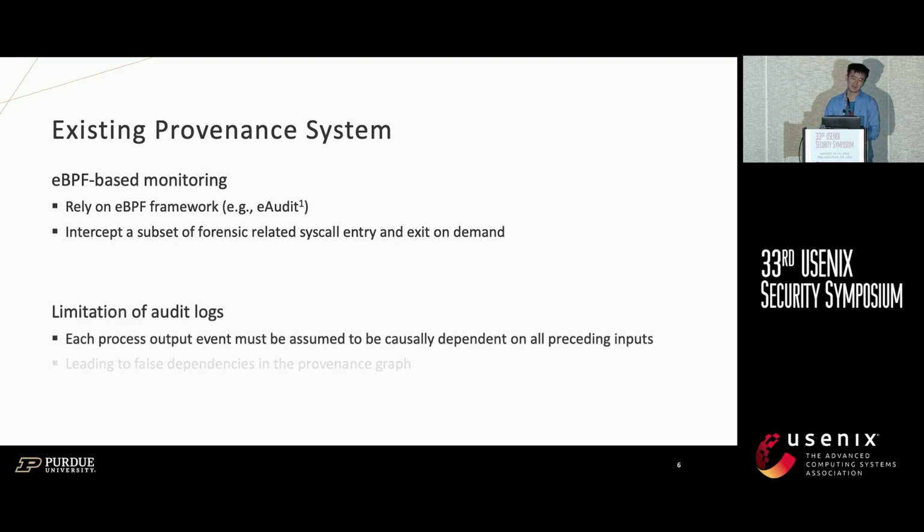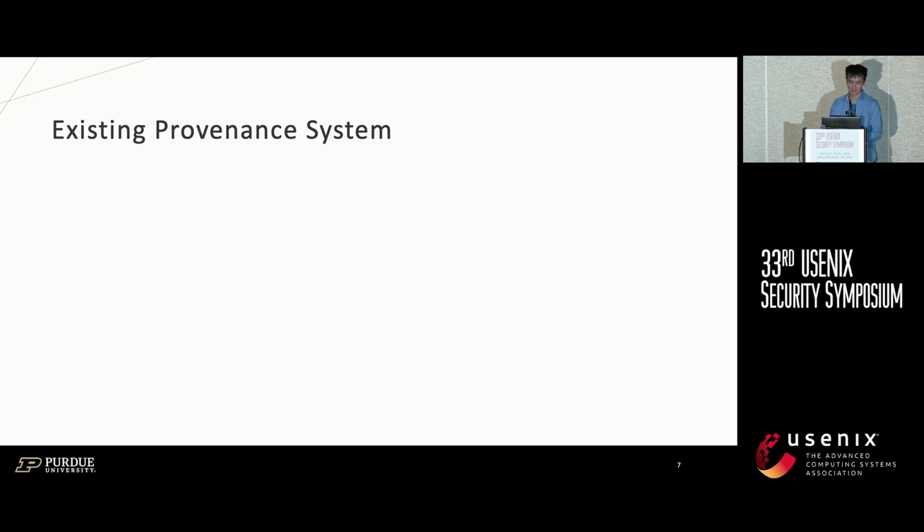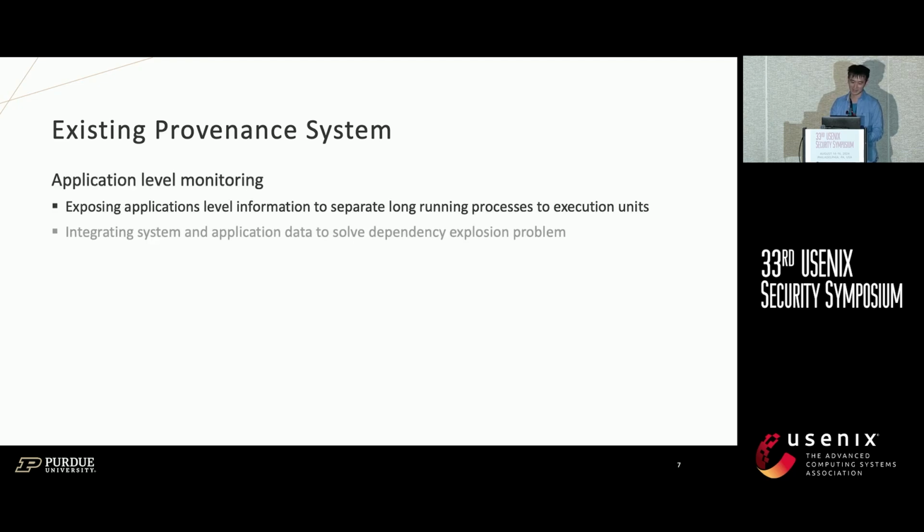Okay, a lot of people have talked about the limitations of all these audit logs. For example, every process output may be assumed to be dependent on all preceding inputs, and this may lead to false dependencies in the provenance graphs. The last category is that people leverage application-level information. For example, they expose application-level information to separate a long-running process into sub-execution units, and then by integrating both system-level and application-level information, they can solve this dependency explosion problem.